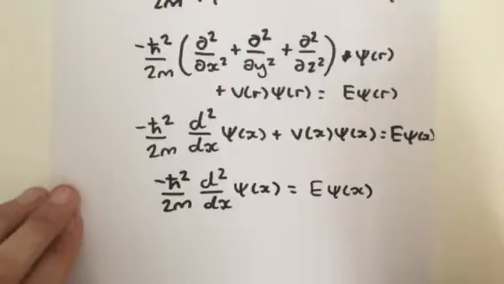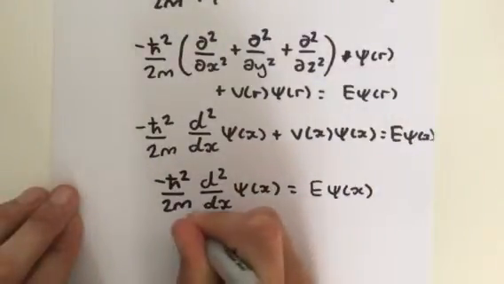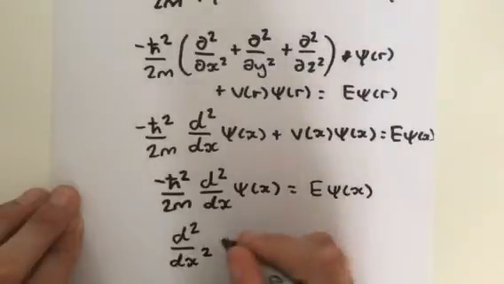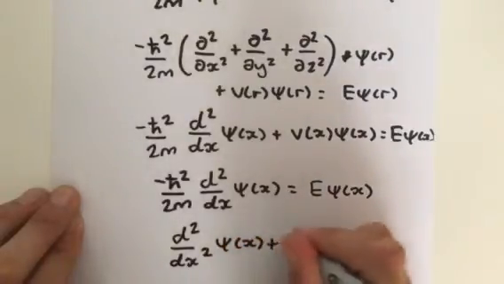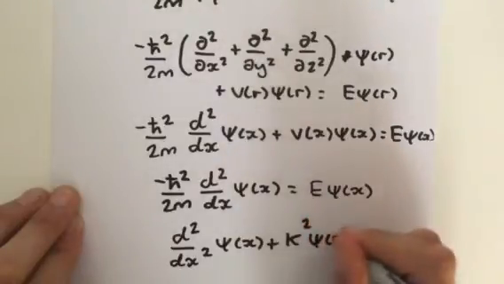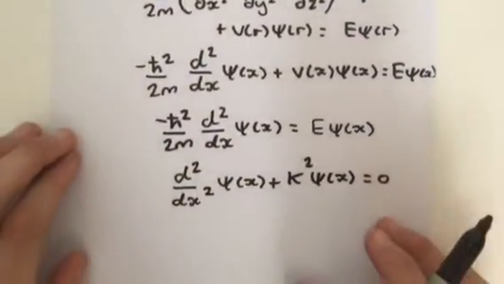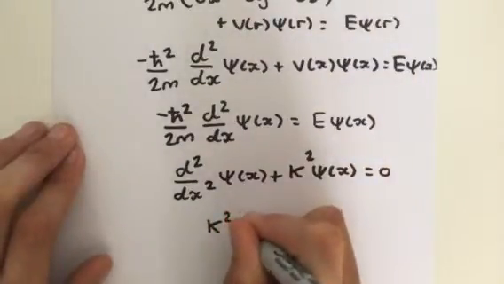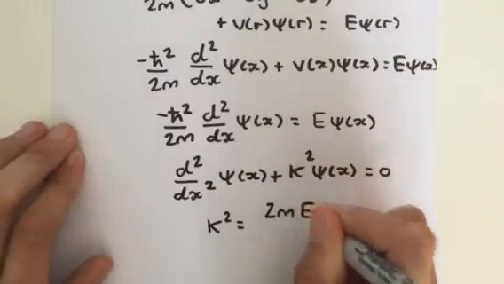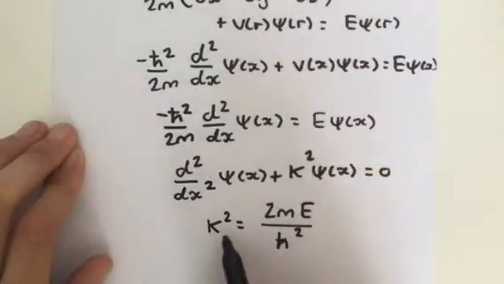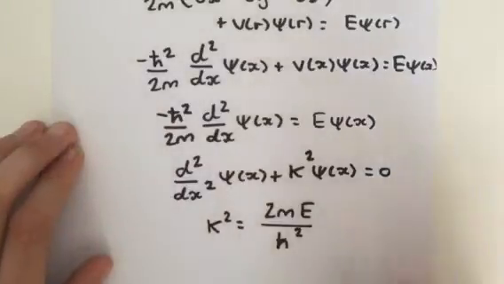In problems of this sort, the equation is usually written like this, which makes it look slightly simpler. We have the second ordinary derivative of psi of x, plus k squared psi of x equals 0. So what is k squared? k squared is equal to 2mE, where m is the mass, divided by h bar squared. k is the wave number. Remember, we're dealing with wave functions.